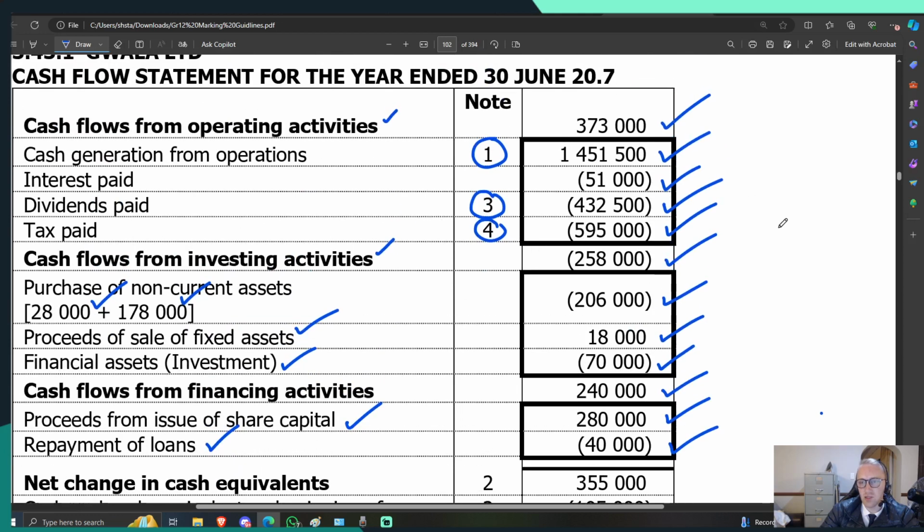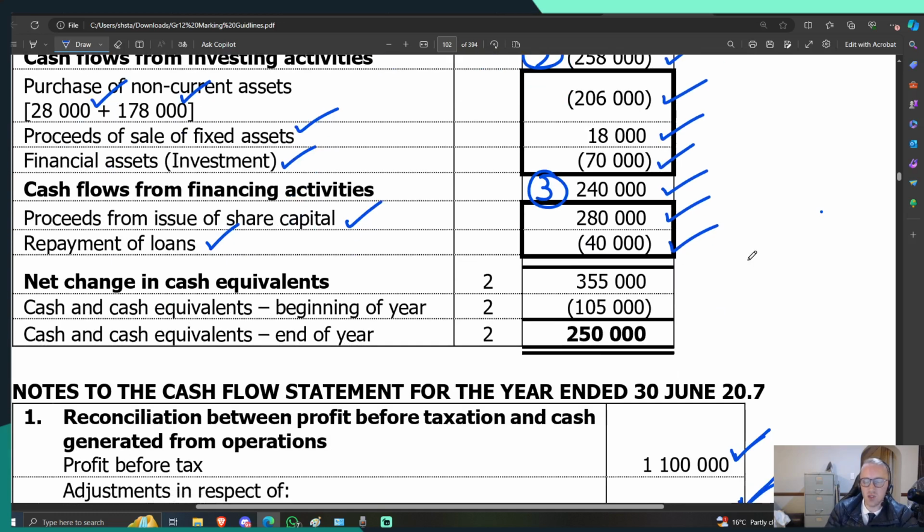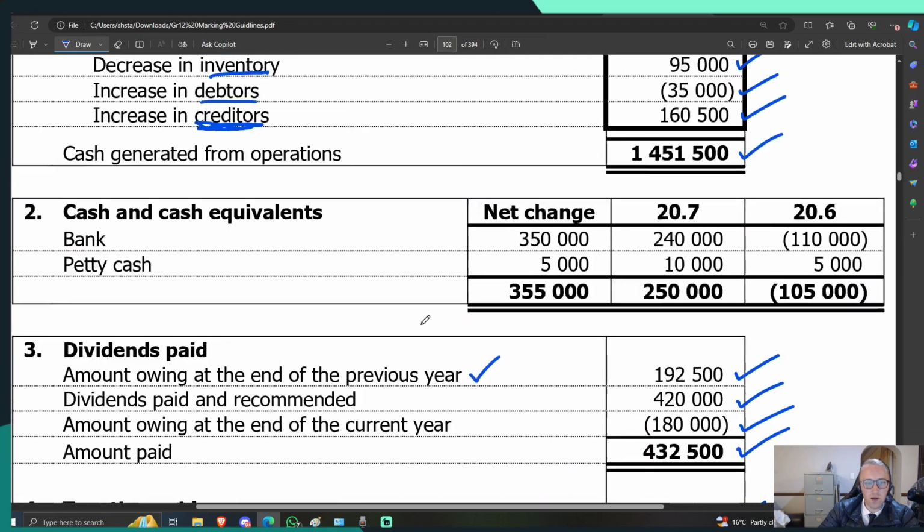If we now sum our cash flow, all three cash flow activities, cash flow activity number 1, number 2, number 3, you sum those and you will find your net change in cash and cash equivalents to be 355,000 rand. Now we need to double check that that's right by looking at the change in our cash and cash equivalents throughout the year. So let's go to note 2.